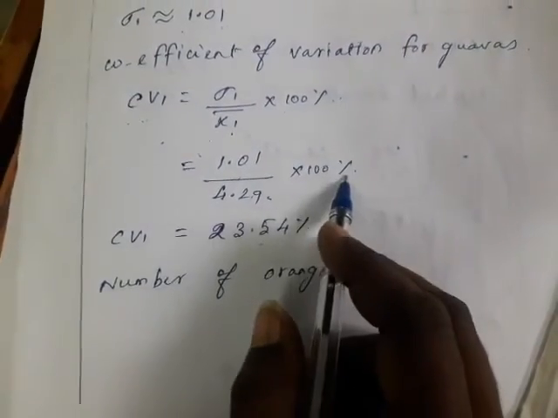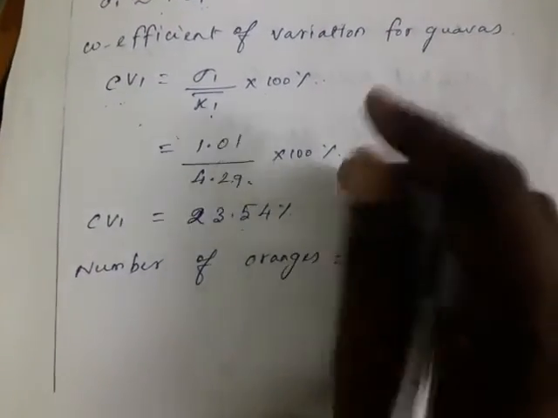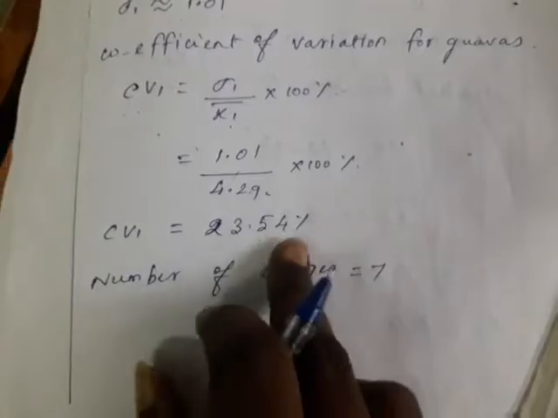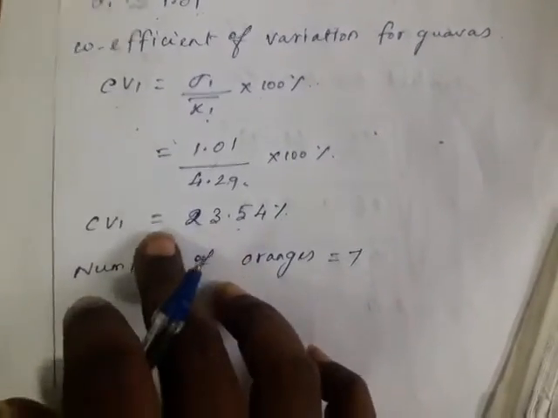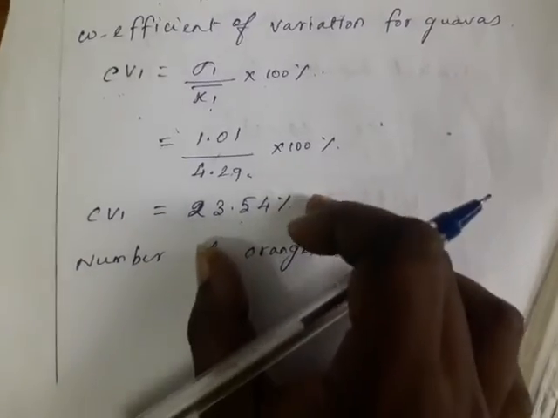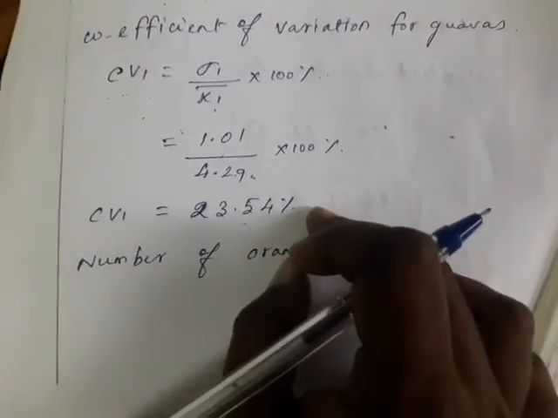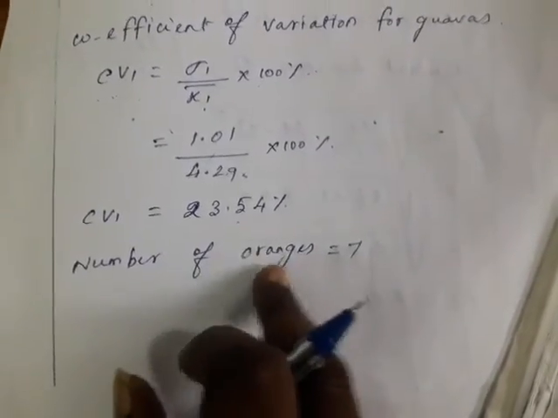23.54. 100% means what will come? 2 digits you have to move on. 23.54%. So the coefficient of variation of guavas is 23.54%. Number of oranges, the next video I will continue.